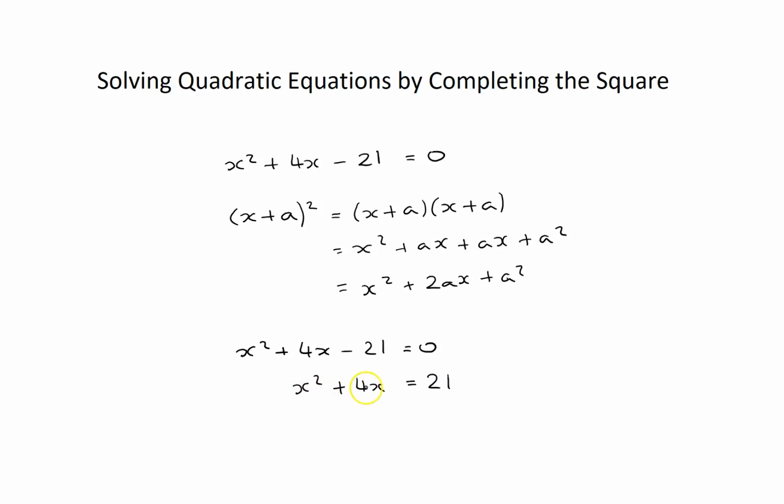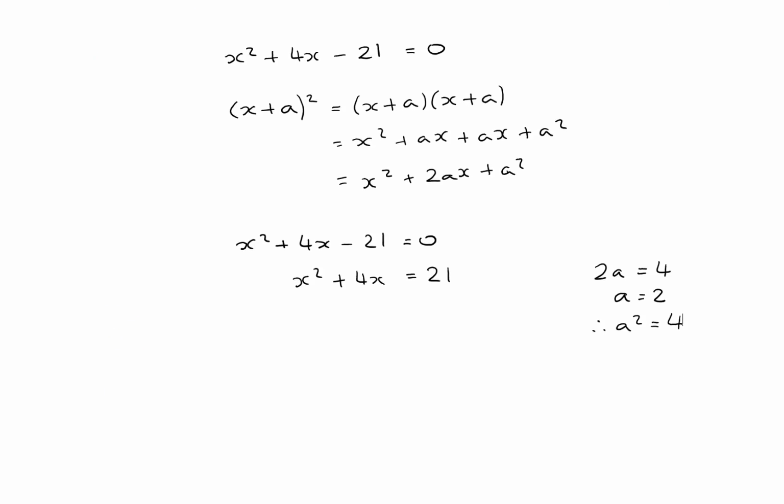Now these two terms here are the first two terms in our expanded perfect square. So you can see that 2a is equal to 4. So 2a equals 4, a equals 2, and a squared that we need to find, therefore, is going to be 2 squared, which is 4. So the next step is to make the left-hand side exactly as the expanded perfect square. So we've got our x squared plus our 2ax term already, x squared plus 4x. What we need to add in is our a squared, which is 4.